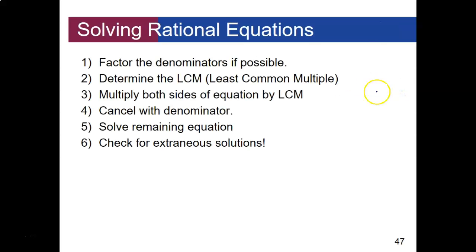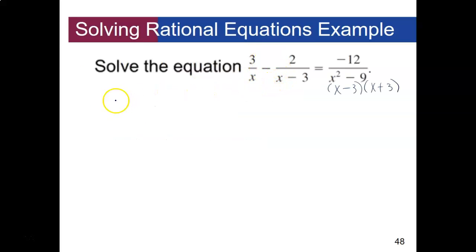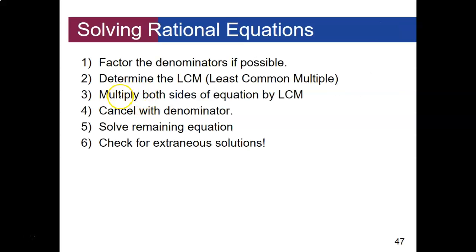Okay, so our next step here, we want to determine the least common multiple. Our least common multiple is actually going to work the same as our least common denominator. So we're going to have a factor here of x. We're going to have a factor of x minus 3, and then we're also going to have a factor of x plus 3. Okay, so this is our least common multiple. So our next step, we want to multiply both sides of the equation by the least common multiple.